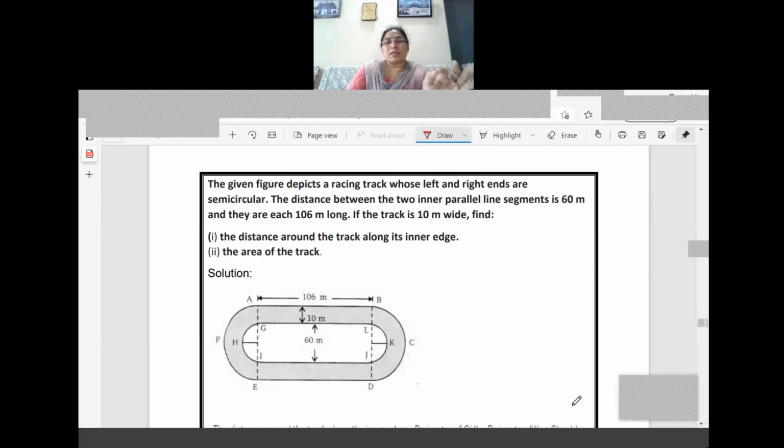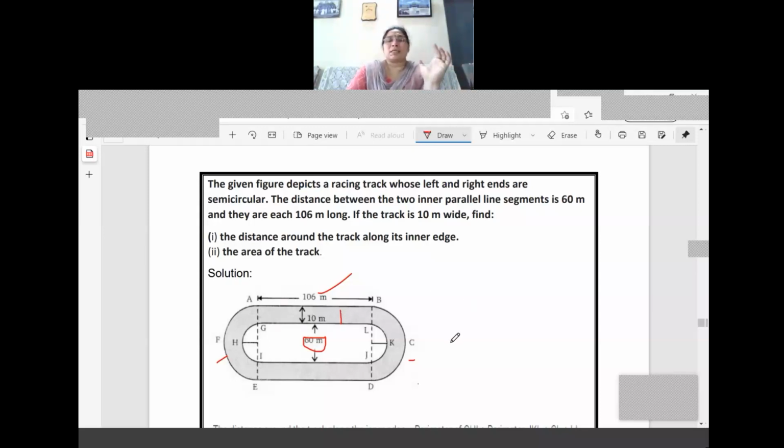Right? So read the question carefully once again. The given figure depicts a racing track whose left and right ends are semicircular. Which are the semicircular ends? A, F, E here as well as B, C, D. The distance between the two inner parallel line segments is 60, already marked here, 60 meter. The parallel line segment length is 106. The width of the track, this width, is given as 10 meter. Everything is marked in the diagram.